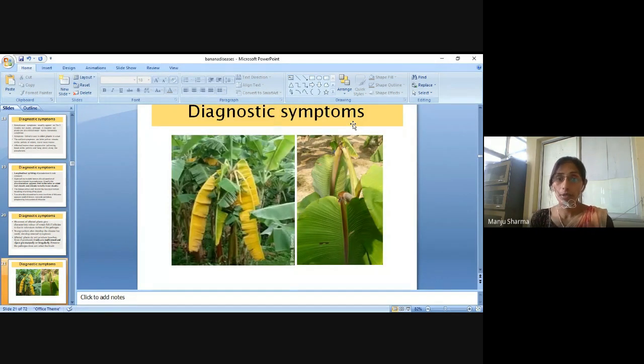These are the symptoms. Here you can see two plants: on the left-hand side the healthy plant and on the right-hand side the infected plant. The leaves of the infected plant are completely discolored, turning from green to yellow, and they will fall down. That's why it directly affects fruit production.